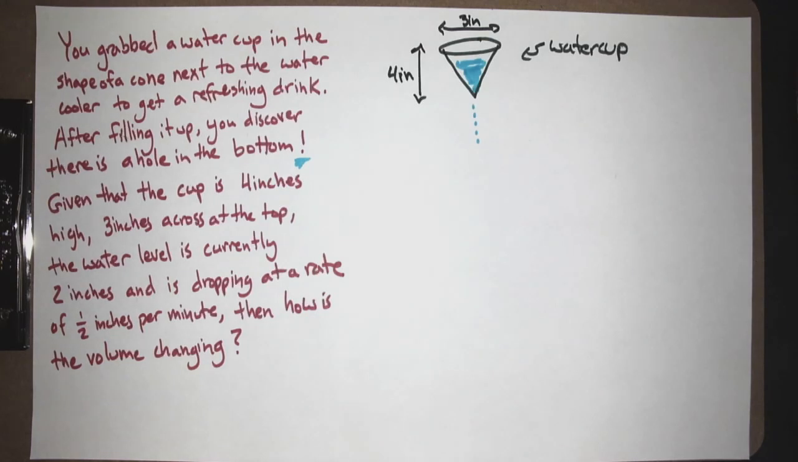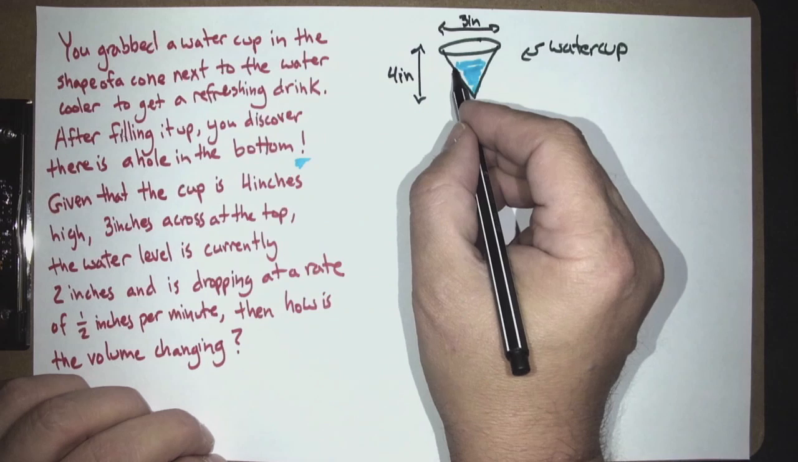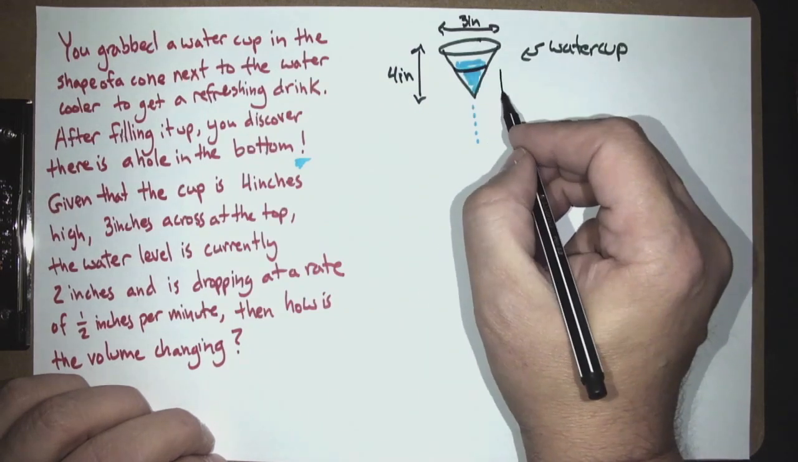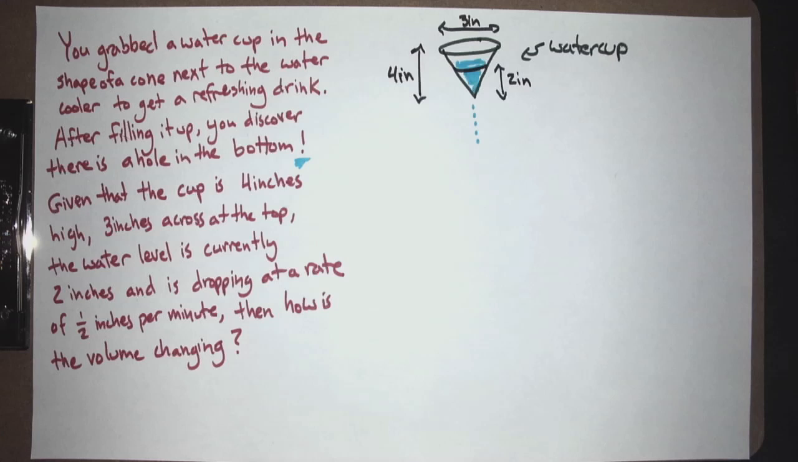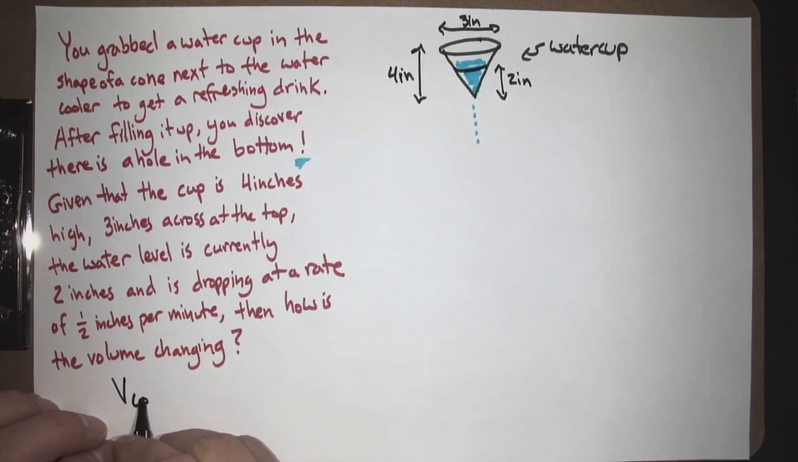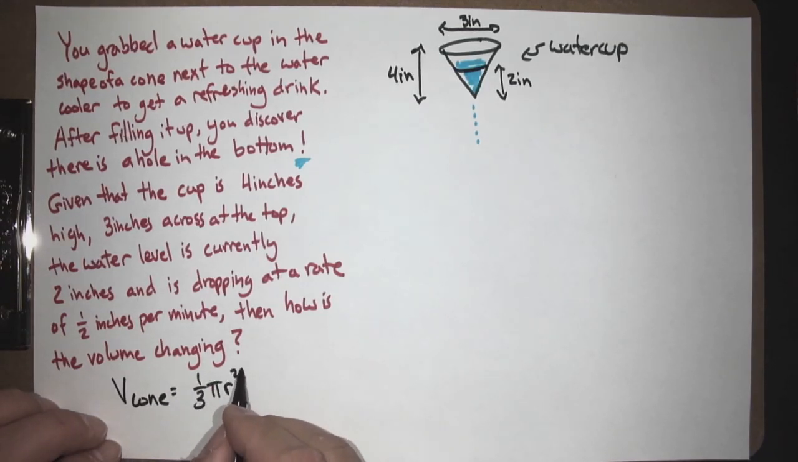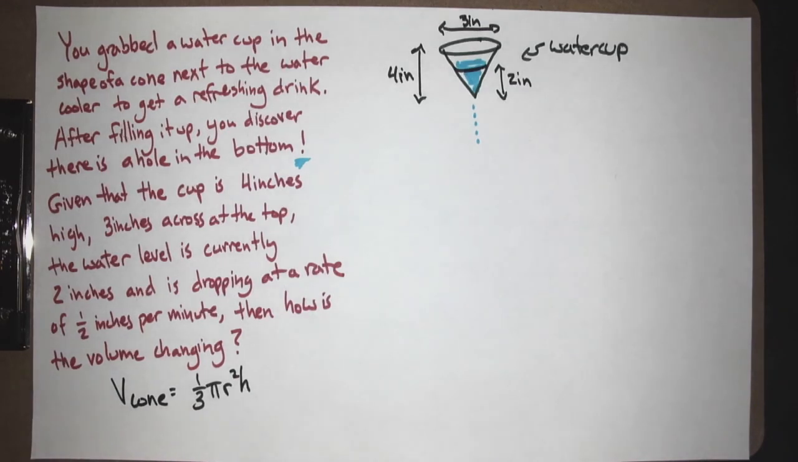The water level is currently 2 inches. Okay, so the water is not completely full. It's currently 2 inches, and it's dropping at a rate of 1/2 inches per minute. Then how is the volume changing? Now, in case you're wondering, the volume of a cone is 1/3 pi r squared h. We would give that to you because we like you.